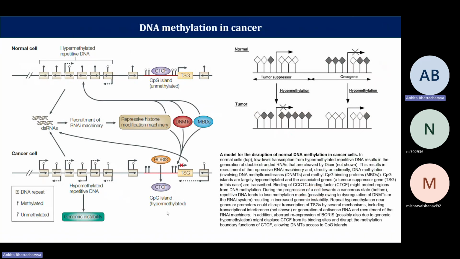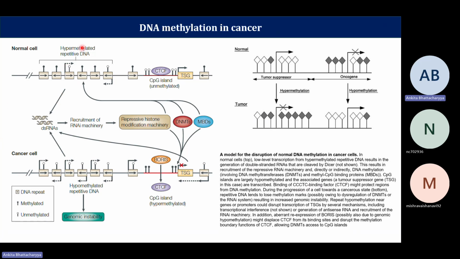And this was the model that showed how normal DNA methylation can be disrupted in cancer cells. So you have this normal versus tumor cell. In normal cell, you expect hypomethylation of the tumor suppressor and hypermethylation of oncogenes. And there can be some shift or some imbalance in this methylation status, which can eventually lead to development of cancer. And this was a detailed example of what can happen in a normal and a cancer cell.